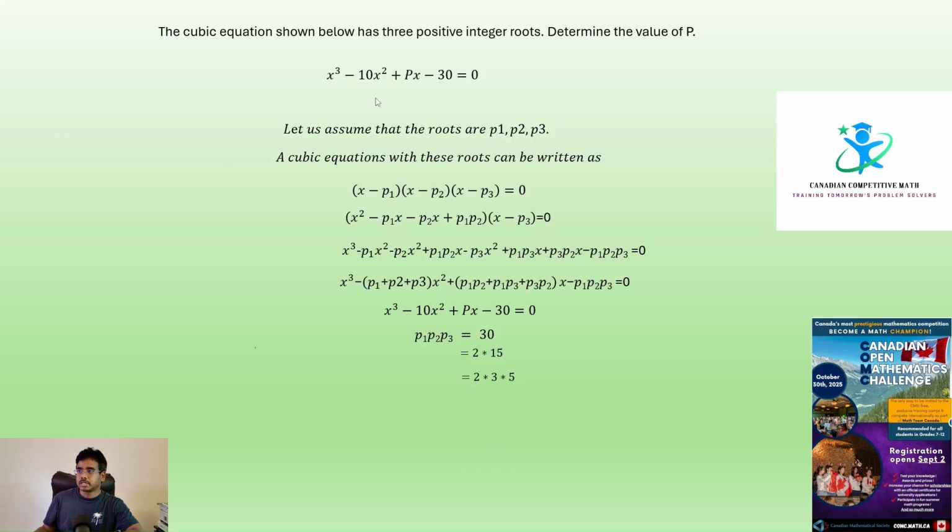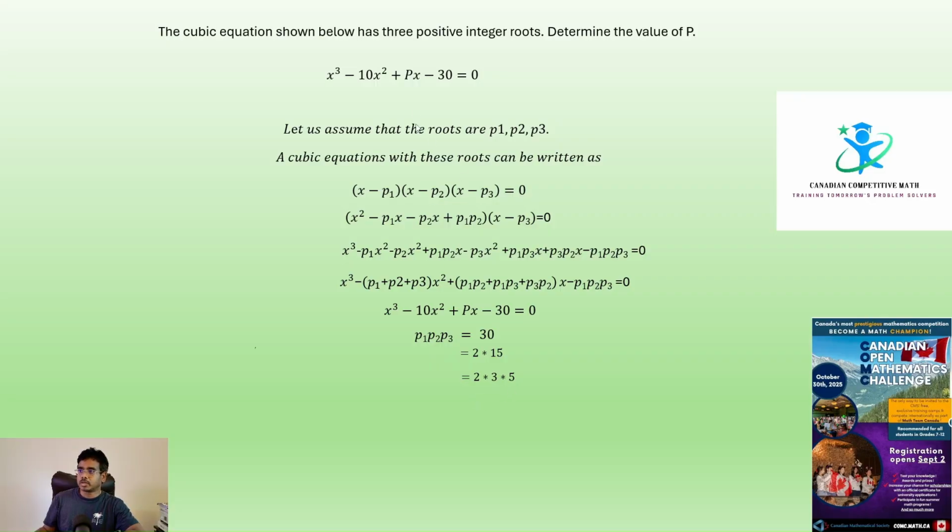So our question says that it has three positive integers. So 30 should be written as a product of three positive integers. There are only three integers that satisfy this condition. We cannot find any other integers whose product will give us 30. So the roots of the equation are 2, 3 and 5.